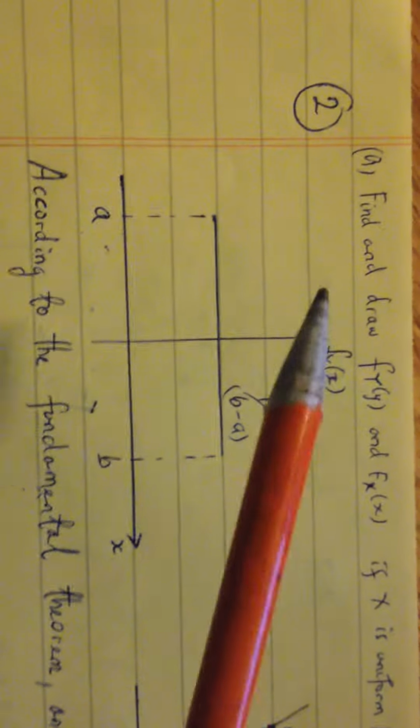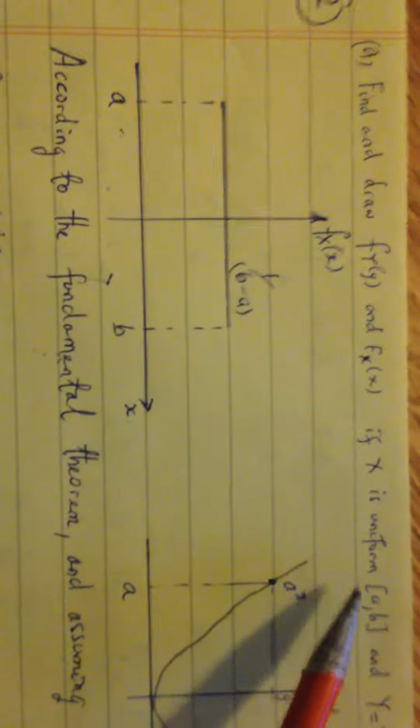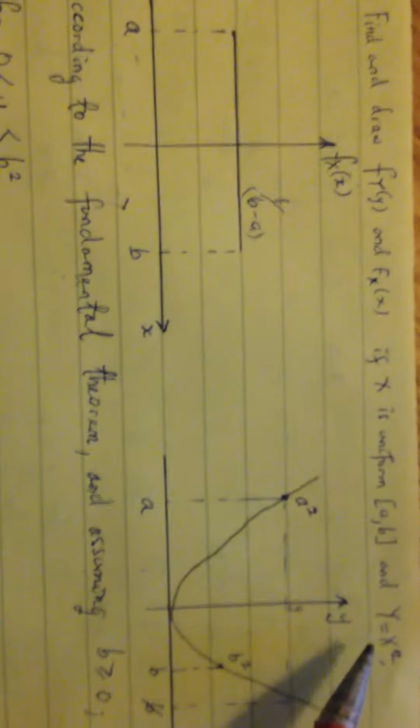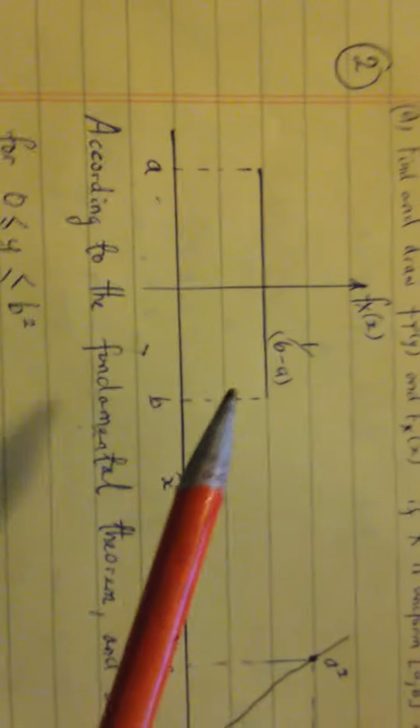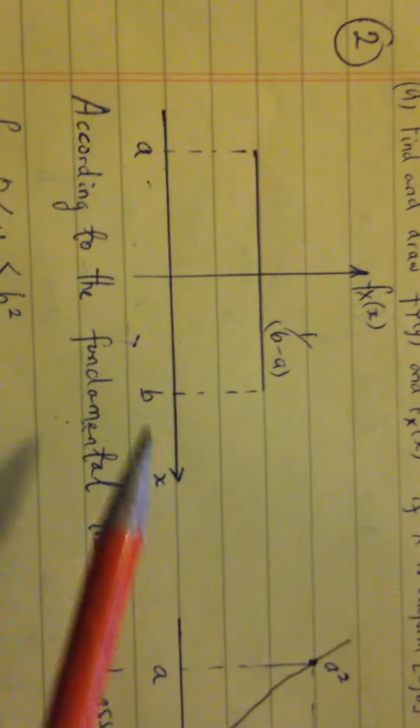In this video I explain my solution for question 2 of homework 3, where we are asked to find and draw the probability distribution function of y and the cumulative distribution function of x, if x is uniform between a and b and y is equal to x squared. Now if x is uniform between a and b, then its PDF is as shown here, and if y is equal to x squared, then its sketch is as shown here.